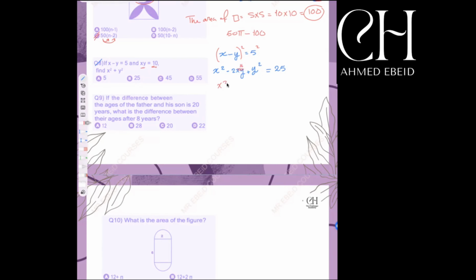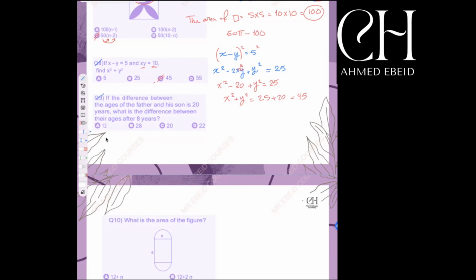Now we have x squared minus 2 times 10, which equals 20, plus y squared, equals 25. Add 20 to both sides, which means x squared plus y squared equals 25 plus 20, or move negative 20 to the other side with a positive sign, so it will be 45. So the answer is C.